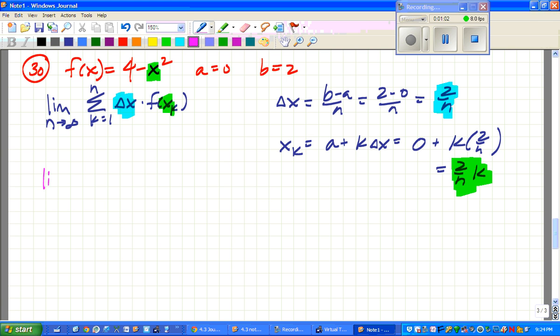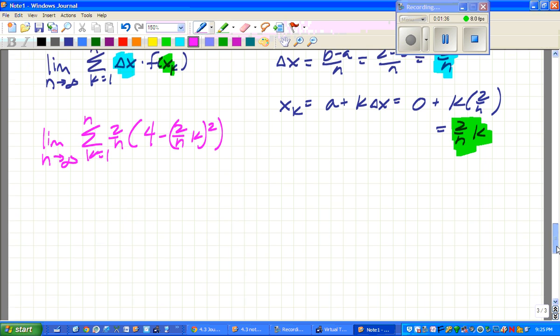So let's set it up. Limit as n approaches infinity of the sum from k equals 1 to n of 2 over n, that's our delta x, our base of each rectangle, times the height of each rectangle. We're doing it in general. So we have 4 minus 2 over n k squared. So this one's a little bit nicer because we have a as 0, which makes this part a little bit simpler, a little less complicated.